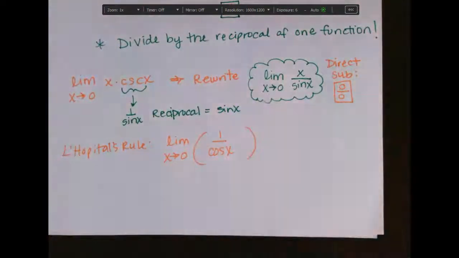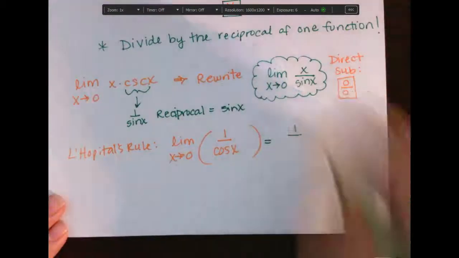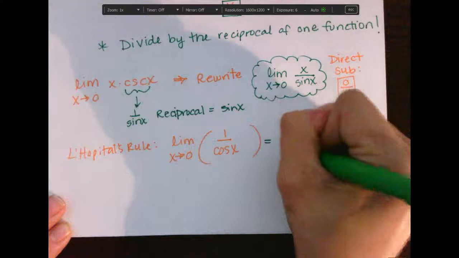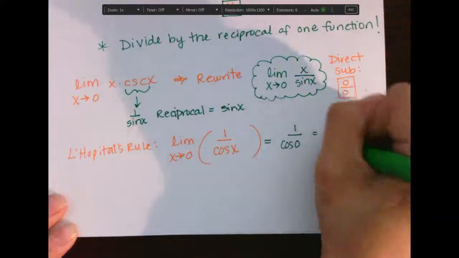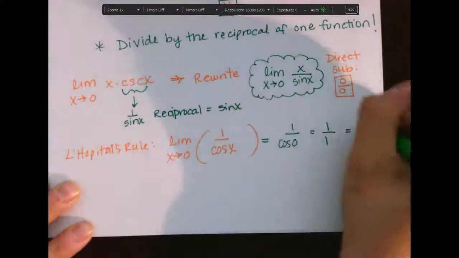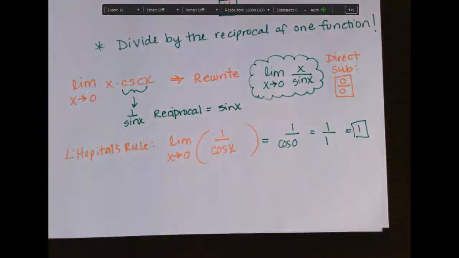So let's now try direct substitution and see if that will give us a constant. Nothing to substitute on the top. On the bottom we have the cosine of 0. The cosine of 0 is 1. So my final limit is 1.